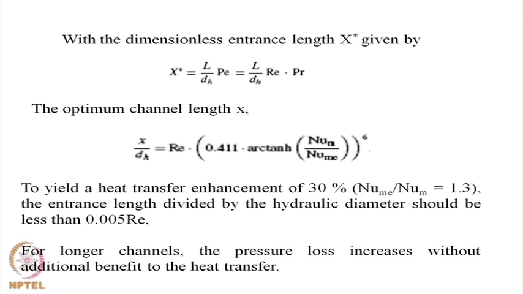Just to give you an example, in order to obtain a heat transfer enhancement of 30%, such that Nusselt number m e, the Nusselt number for the developing flow, or the Nusselt number when there are a number of bends present in the flow path, divided by Nusselt number m, which is the fully developed condition, is equal to 1.3, the entire length divided by the hydraulic diameter, if you look at the left hand side of it, should be less than 0.005 Reynolds number.